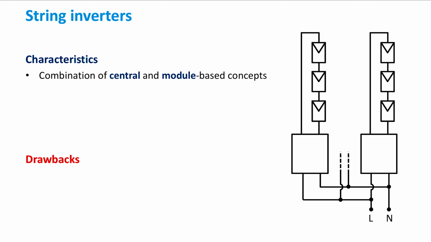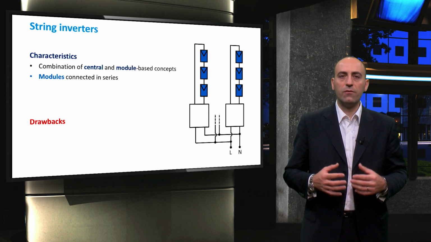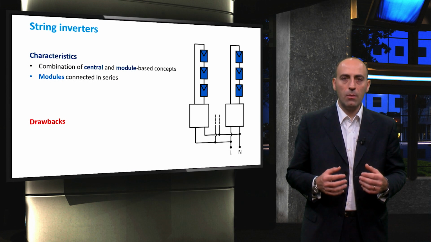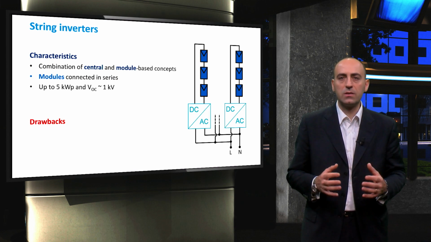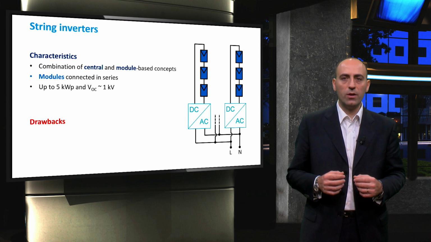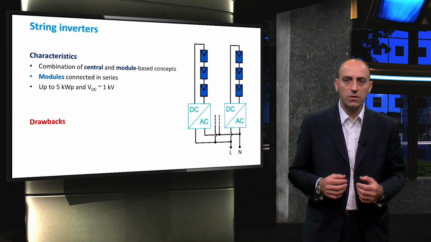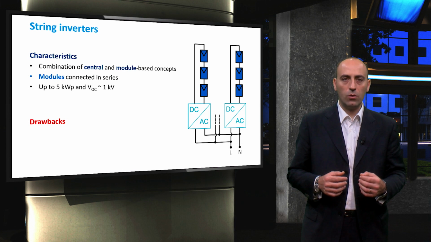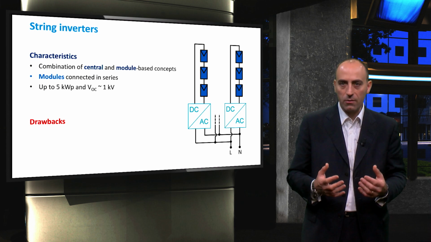The fourth architecture features string inverters, which combine the advantages of central and module-integrated concepts with few trade-offs. Here, modules are connected in series to form a string, as in the central inverter concept, with a power rating of up to 5-6 kilowatt peak in a one-phase configuration, and the open circuit voltages are up to 1 kilovolt, which already makes one disadvantage of this topology apparent.